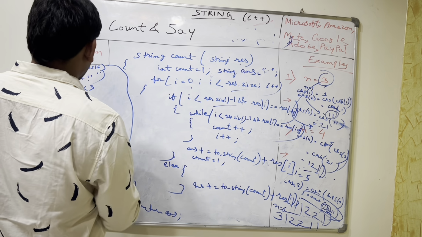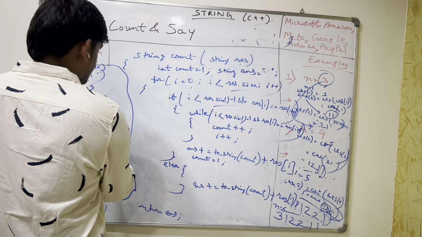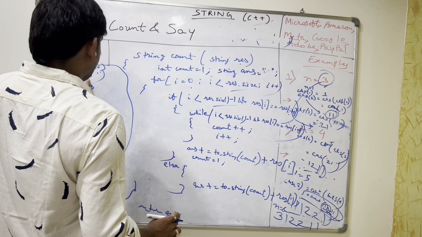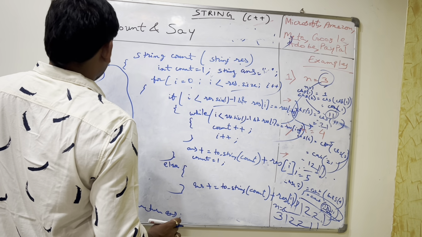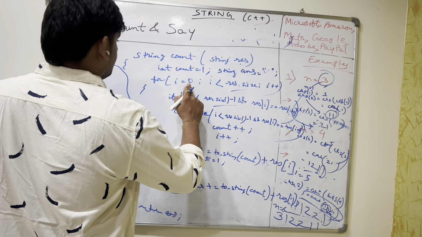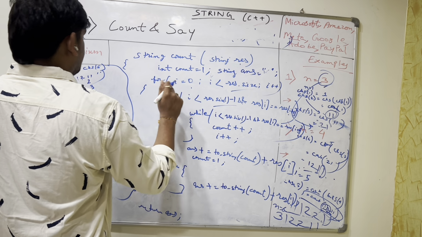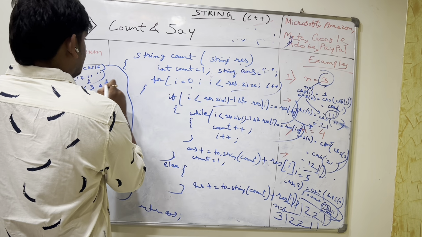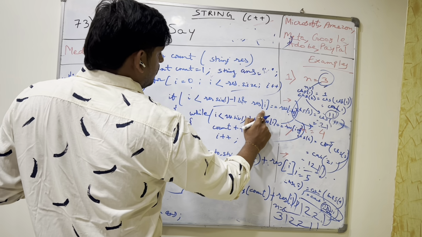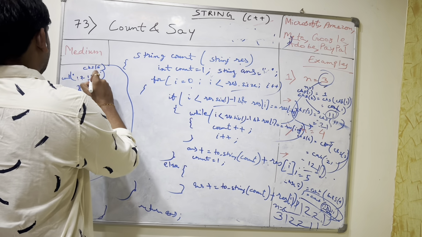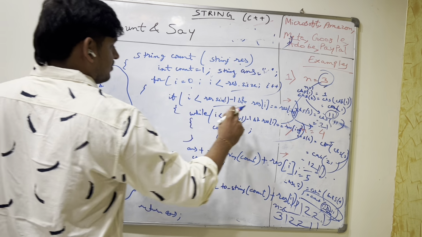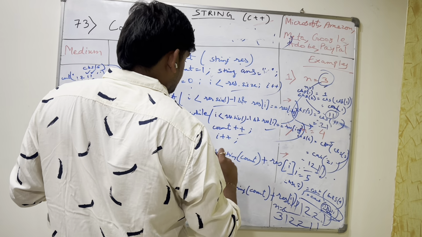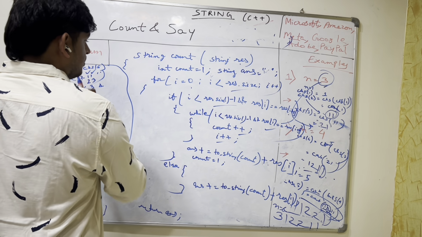Now 2 comes, similarly it would be 1 2. It will come here because 2 is not equal to 1, right? After 2, 1 went here. So the value of i is 2 here: 0, 1, 2, and 2 is less than 3, and res[2] is equal to res[3], right? So this condition is satisfied. So count value increased from 1 to 2, and i value also increased from 2 to 3.